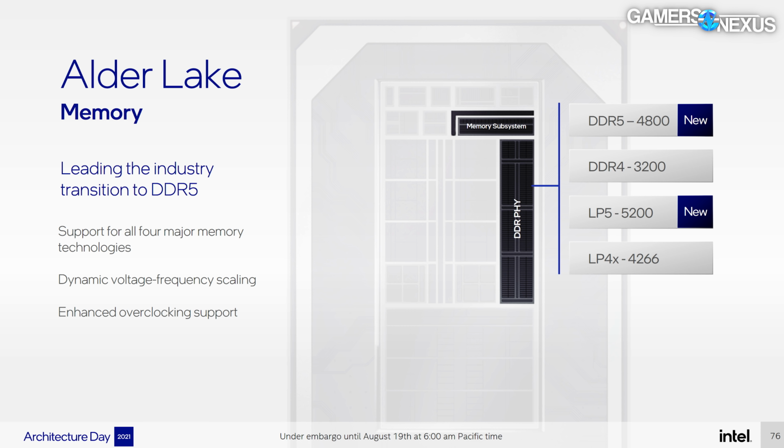So the specs listed during the presentation were DDR4 3200 official support. You can always set XMP higher than that as long as, well, the platform allows it. But 3200 is the official limit. And then LP4X 4266 or DDR5 4800 for the starting level for DDR5 support, and then also LP5 5200.